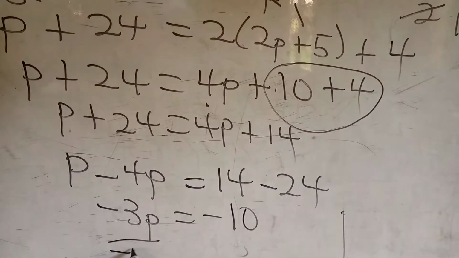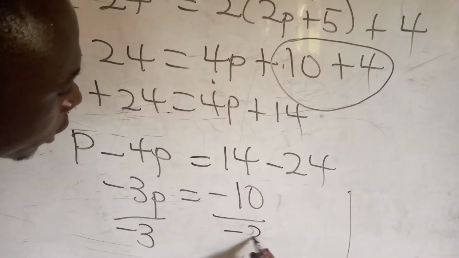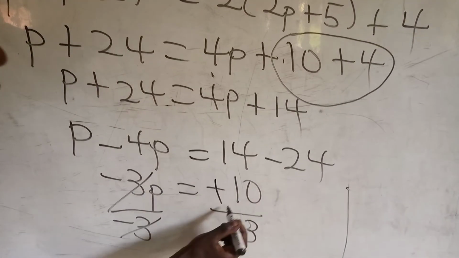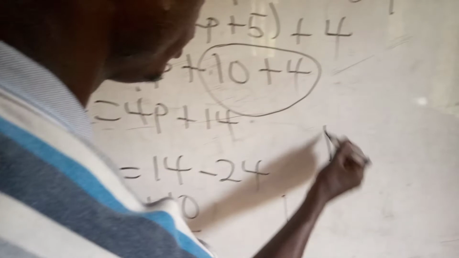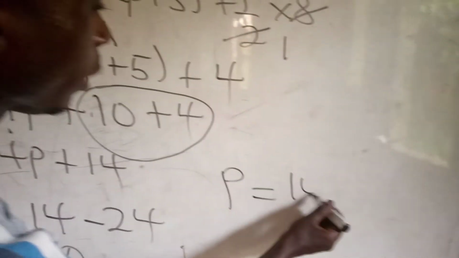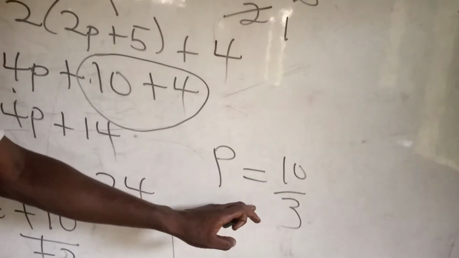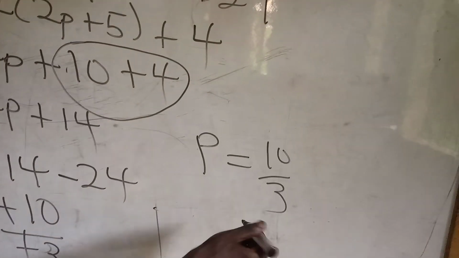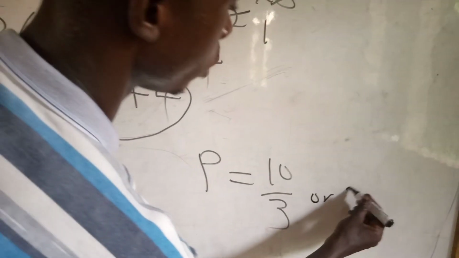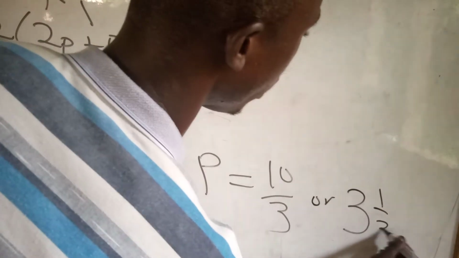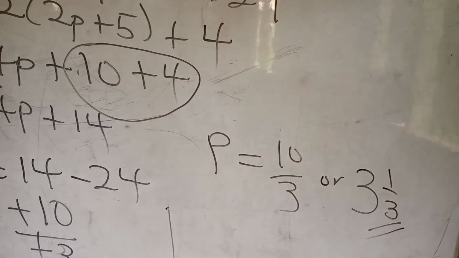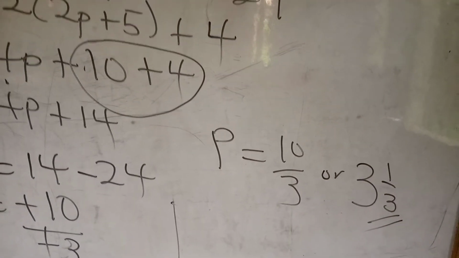You divide through by the coefficient of p, which is negative 3. So we have p is equal to 10 over 3. And since this is an improper fraction, you change it to a mixed fraction or decimal. So it becomes 3 whole number 1 over 3.